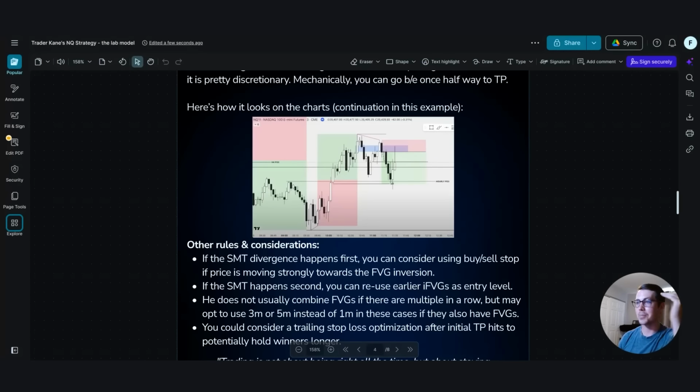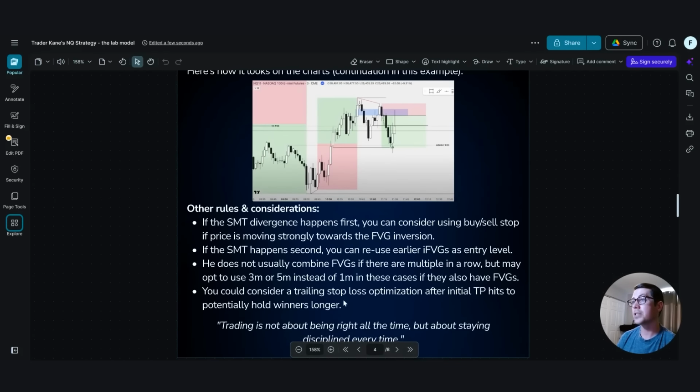And sometimes if there are multiple 1 minute fair value gaps, maybe there's also one on the 3 minute or the 5 minute, and that might be a better level for you to use. And then lastly, he mentions, obviously he's predominantly going for these base hits, but as you do some more optimizations, you may find that you can use some sort of trailing stop loss optimization after the take profit to try and hold your winners longer.